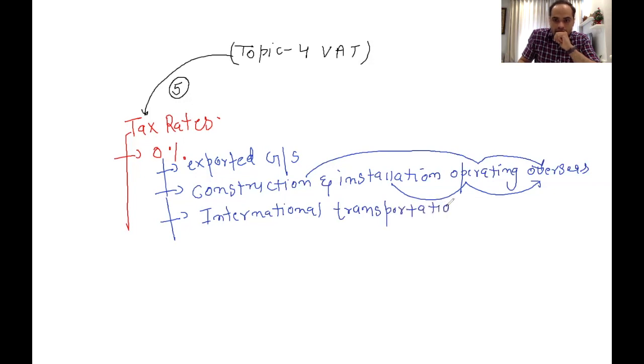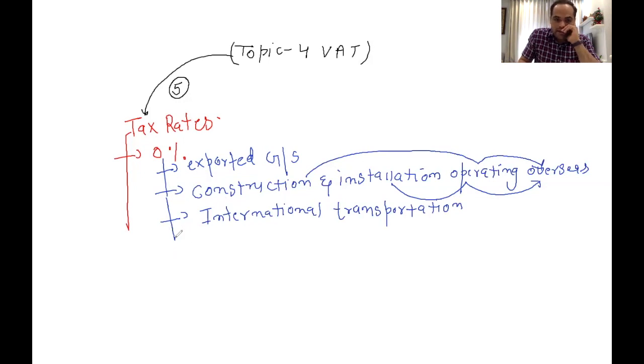If you are involved in any kind of transportation at the international level, whatever services are involved, you don't have to pay value-added tax for that transportation. Of course, it's the same as the overseas things that we discussed before, right?